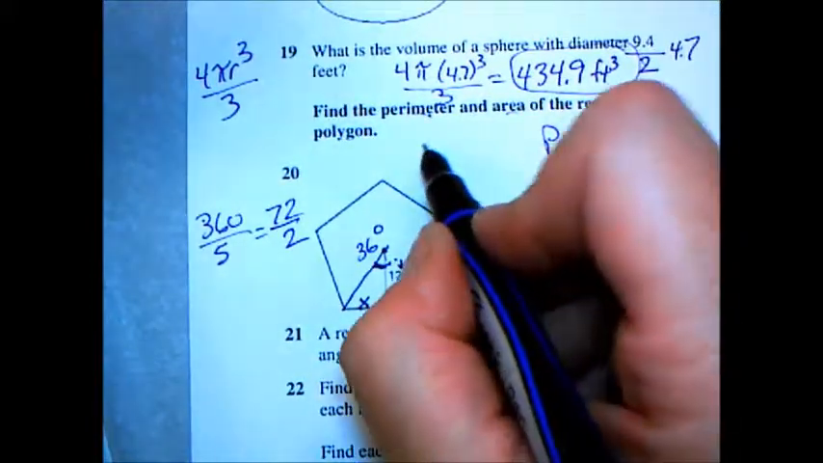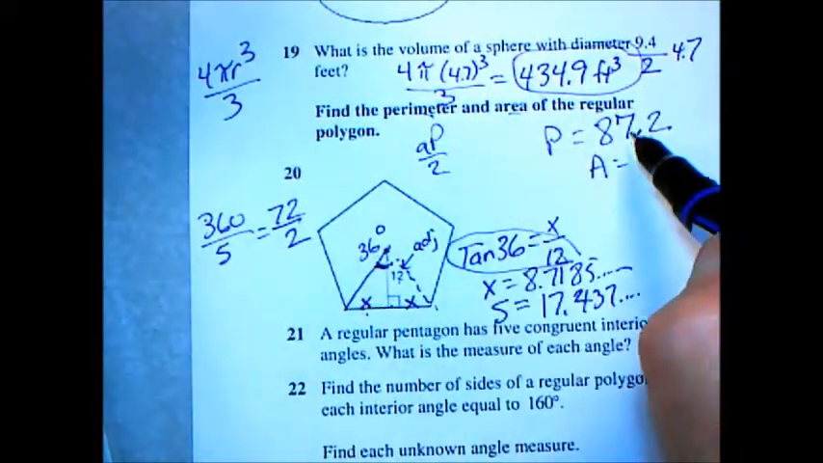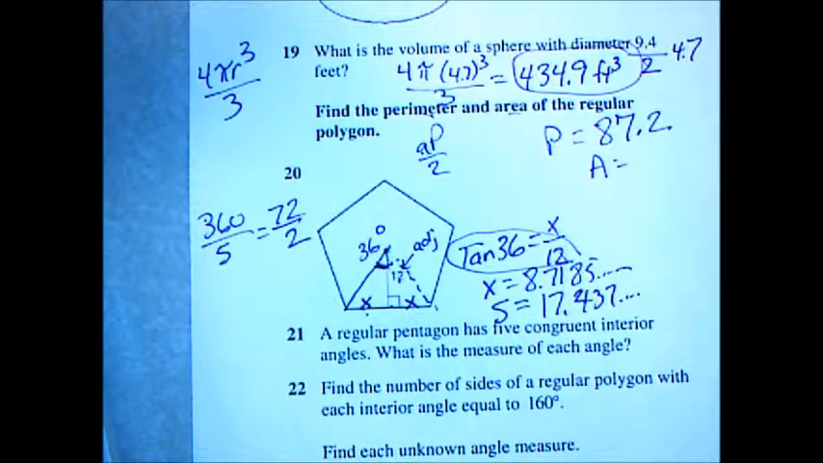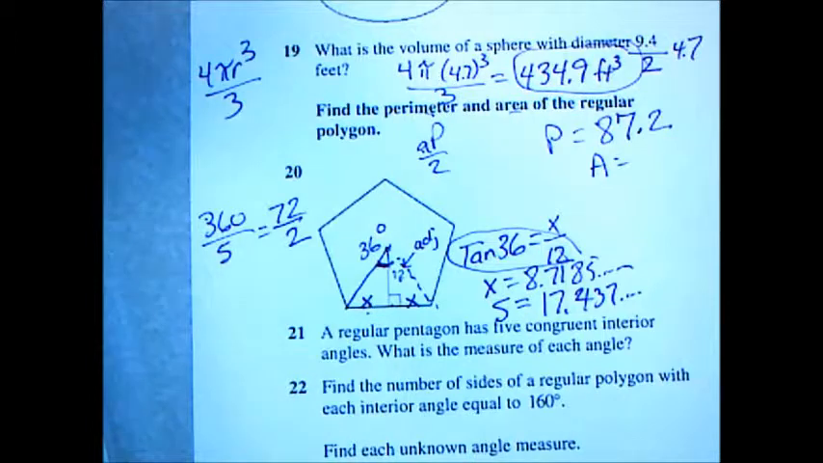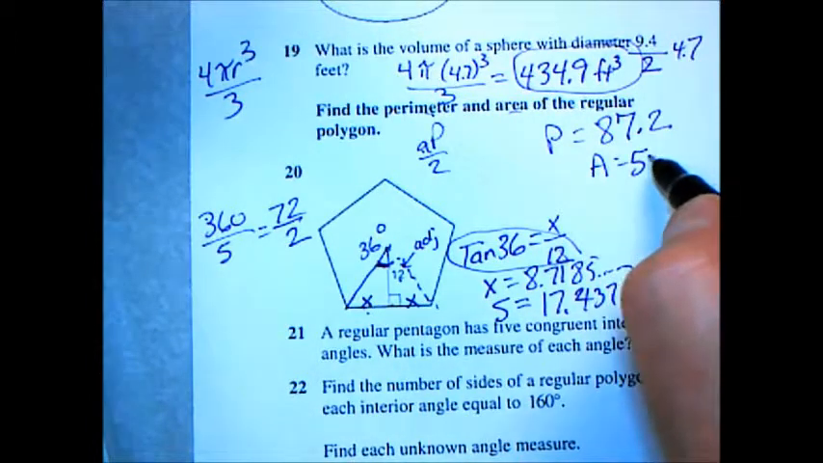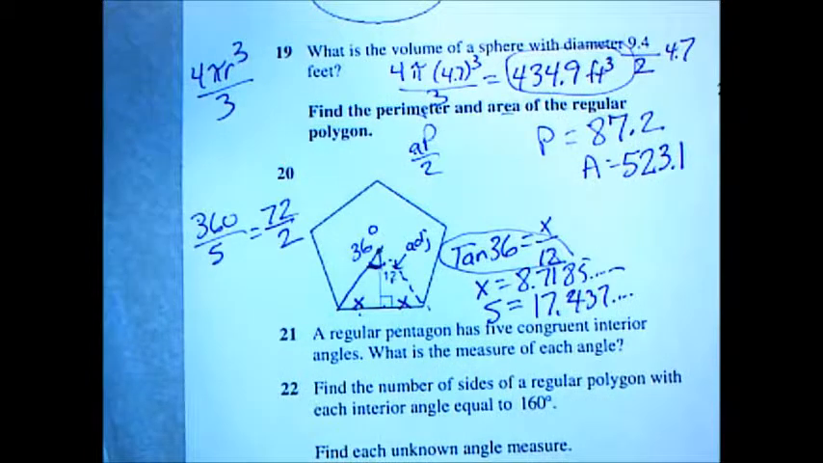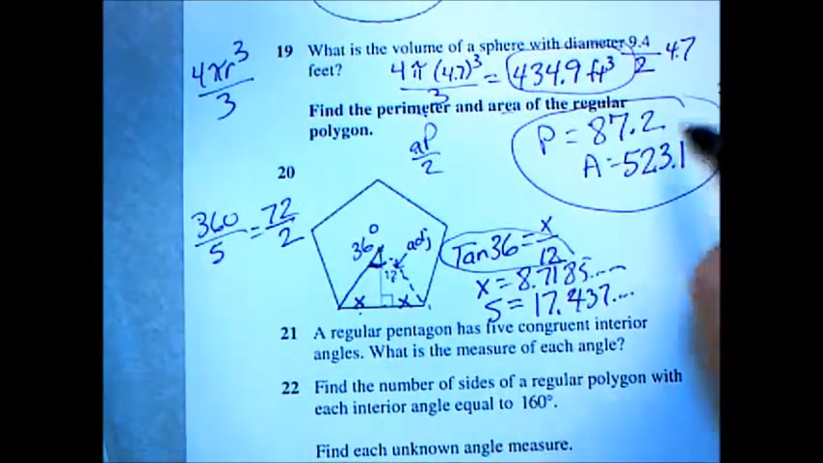Now for the area, I'm going to do AP divided by 2. So I'm going to take that answer and multiply it times the apothem, 12. And then I'm going to divide that answer by 2 and get the area. And that would be units, and this would be units squared.